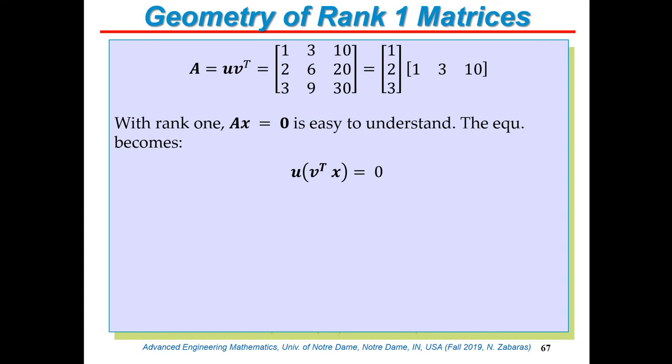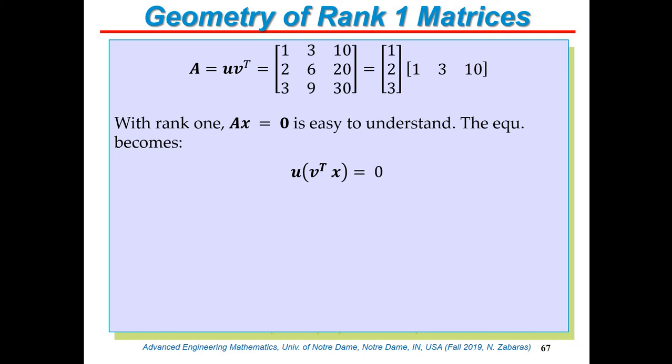So effectively, the vectors that define the null space are the vectors that are perpendicular to the vector V. Okay? So effectively, the null space is a plane, all right? It's a plane that is perpendicular to the vector V. And remember, V defines the row space, because every row is basically parallel to V.